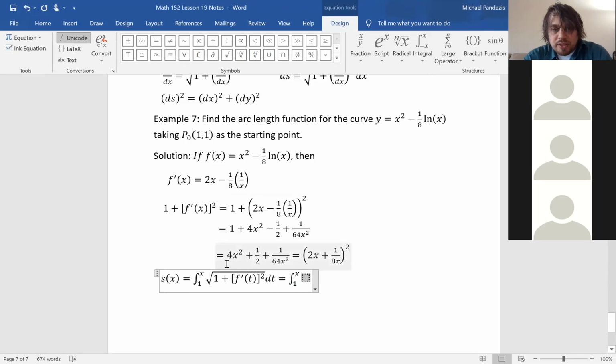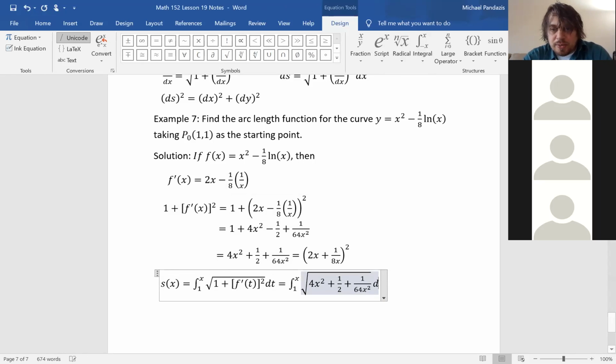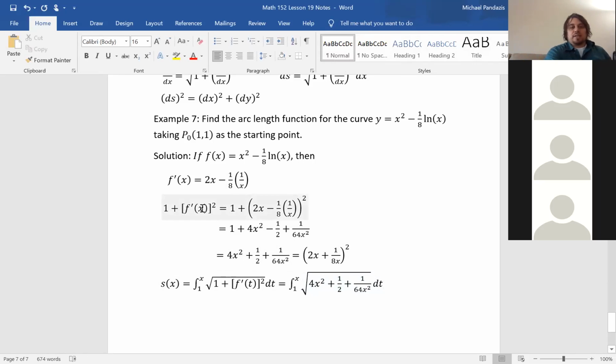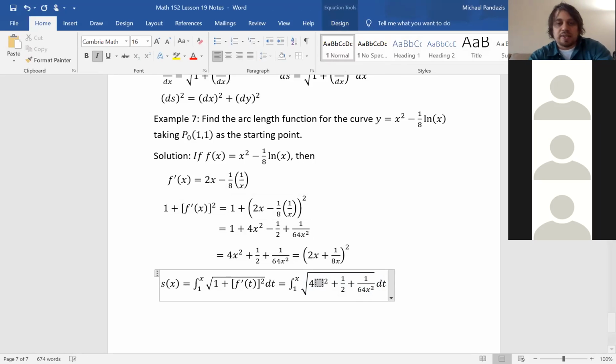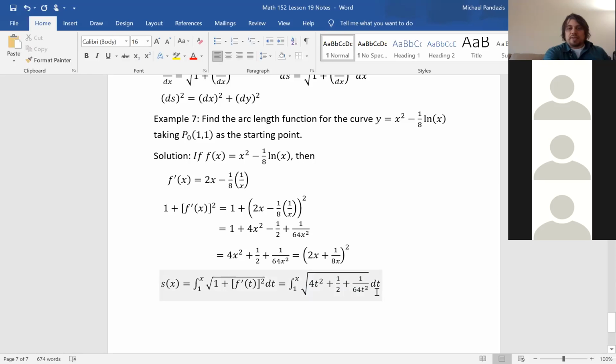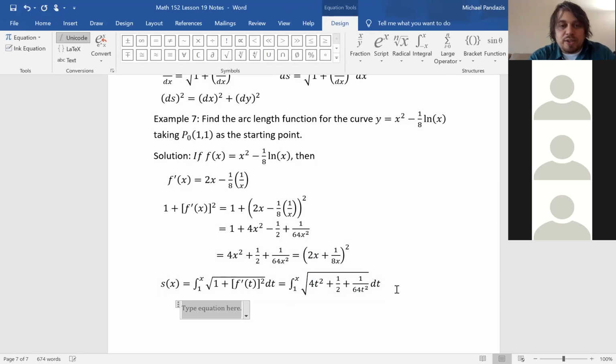But now, what is this? This is this expression, right? So what you have is the square root of this expression dt, because 1 plus f prime of t squared is equal to this, where you have a t here. It would be nice if we could express this expression as something squared. If we could, then we could take the square root of something squared and end up with an expression that would be easy to integrate. And the solution is that we do.